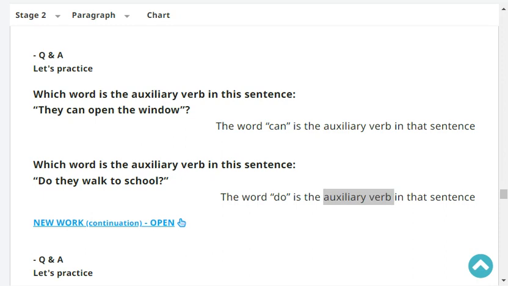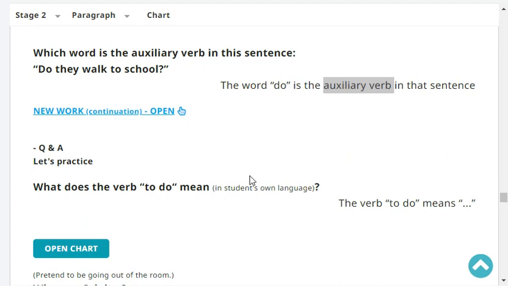Very good. Okay, so you can pronounce it like that. Auxiliary. Very good. One more. Auxiliary verb in that sentence. Very good.